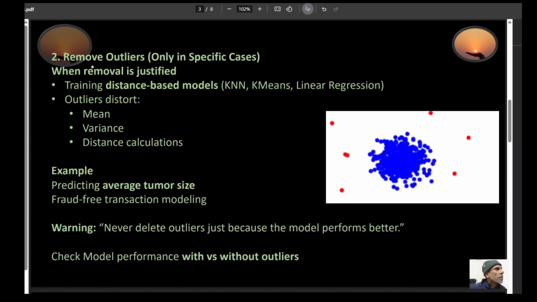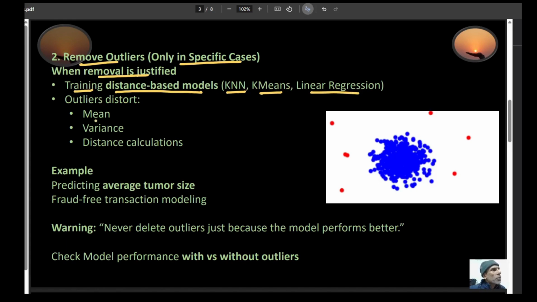Another option would be to remove outliers. This is only in specific cases. So in what scenarios is removal justified? Well, one of them is when you're training a distance-based model, for example KNN, K-means, linear regression. These are all distance-based models. In this case, outliers can be a little problematic.